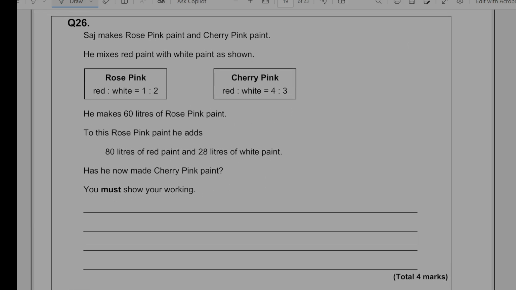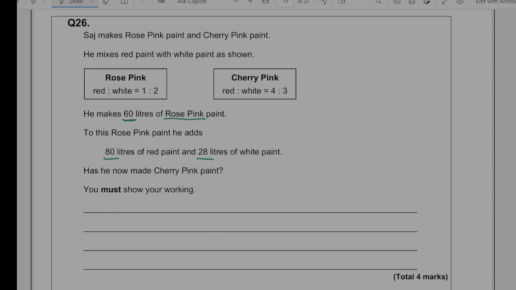Question 26. Saj makes rose pink paint and cherry pink paint. He mixes red paint with white paint as shown. Rose pink is made from red to white in a ratio of 1 to 2. Cherry pink is made in a ratio of red to white as 4 to 3. He makes 60 litres of rose pink paint. To the rose pink paint, he adds some red and some white. Has he now made cherry pink paint? You must show your working.